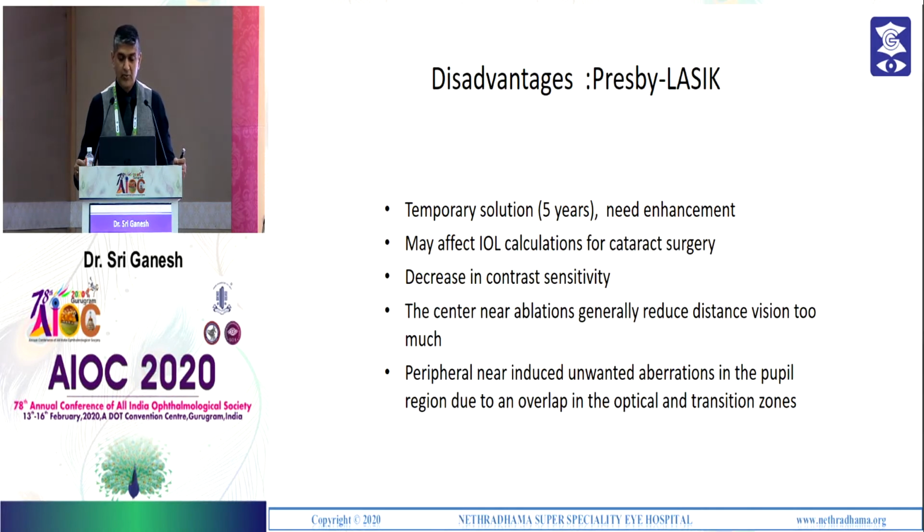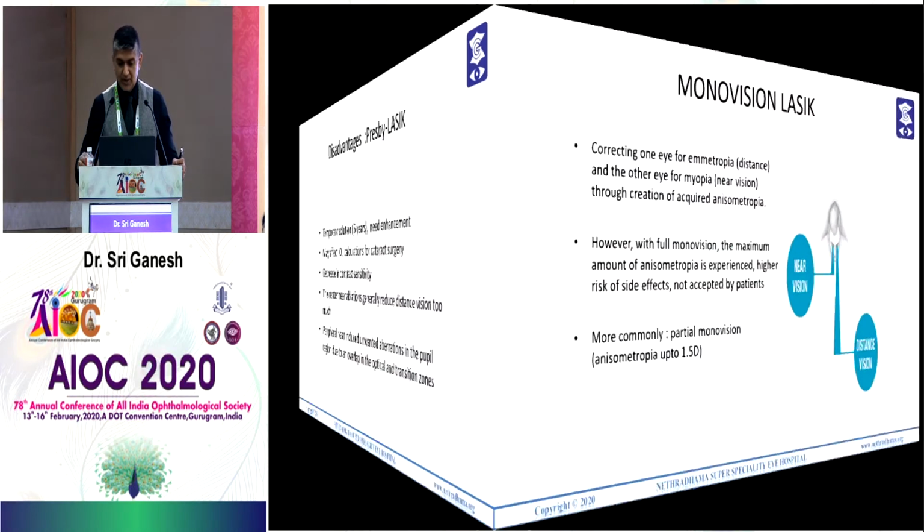Disadvantages of a multifocal cornea is it's a temporary solution, 5 years, may need enhancements, may affect IOL calculations for cataract surgery, decreases contrast sensitivity. The center near ablations generally reduce distance vision too much, especially when the pupil constricts. So the peripheral near induced unwanted aberrations in the pupil due to overlap in the optical and transition zone can give rise to glare and halos.